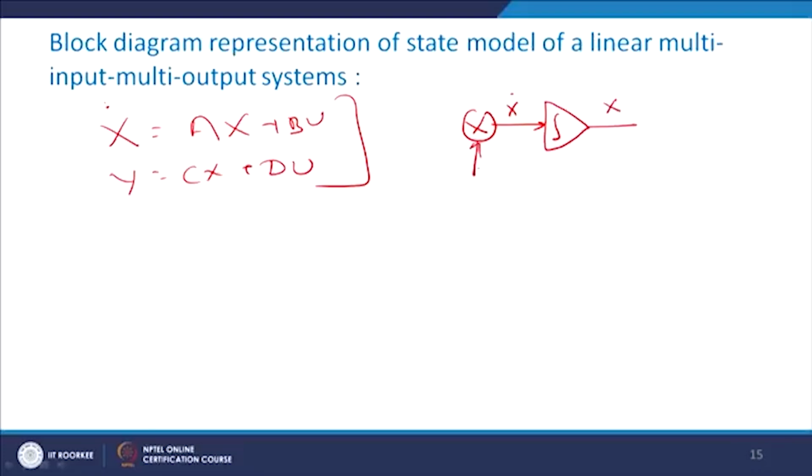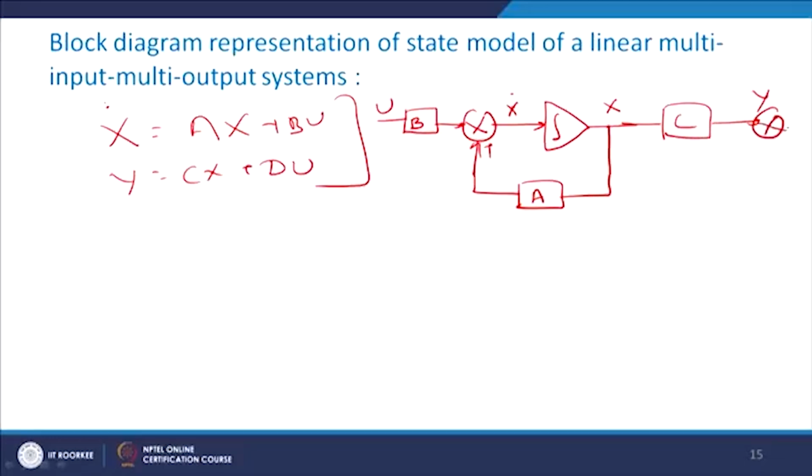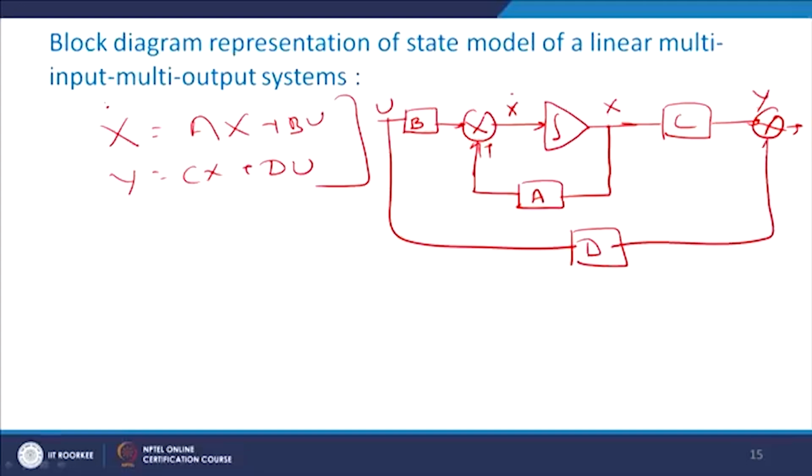Now, x dot equals Ax plus B into U, this is B. x dot equals Ax plus Bu, and what is y? y equals Cx, and now here Du, so here I can correct it. y equals Cx plus Du.